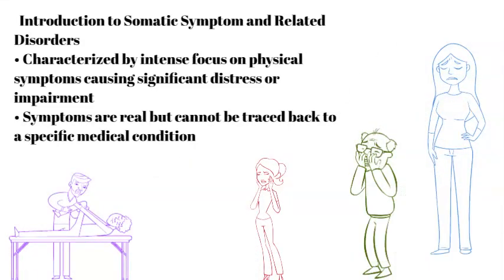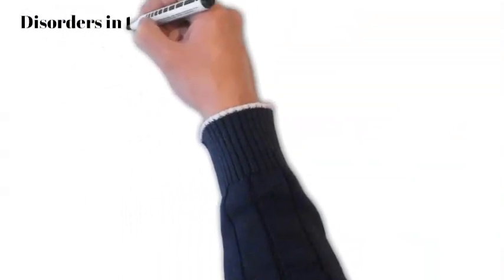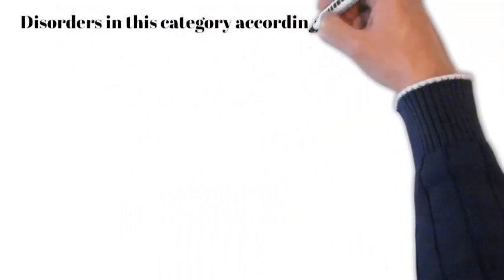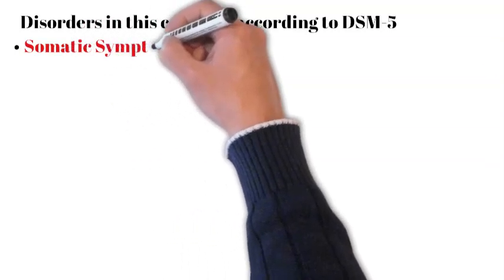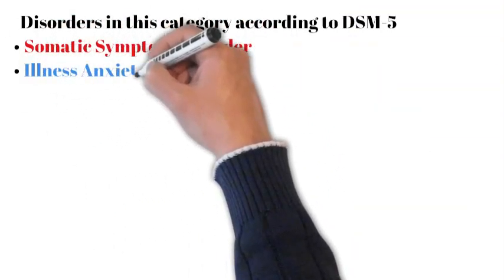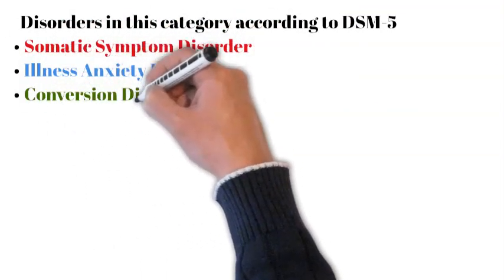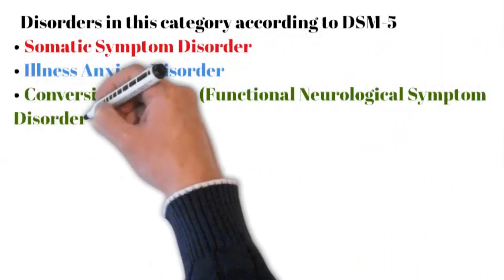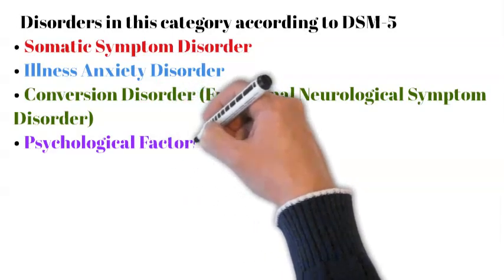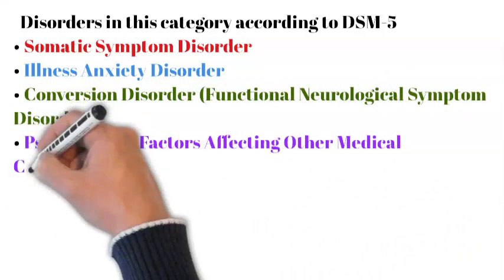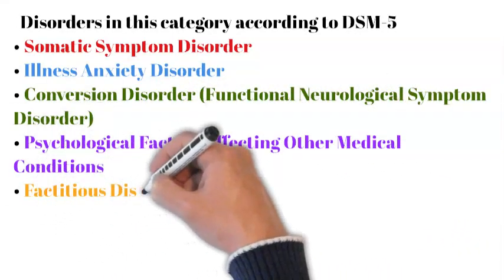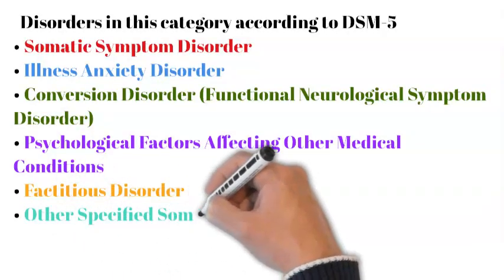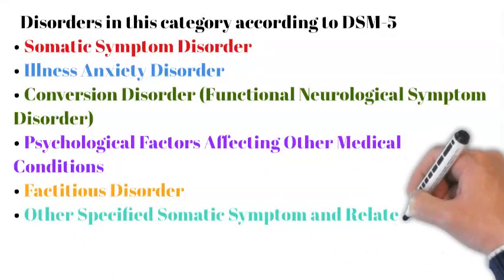medical condition. The DSM-5 lists several disorders in this category, including somatic symptom disorder, illness-anxiety disorder, conversion disorder, functional neurological symptom disorder, psychological factors affecting other medical conditions, factitious disorder, and other specified somatic symptom and related disorders. Each has distinct criteria, which we'll discuss in detail. Let's start with somatic symptom disorder.